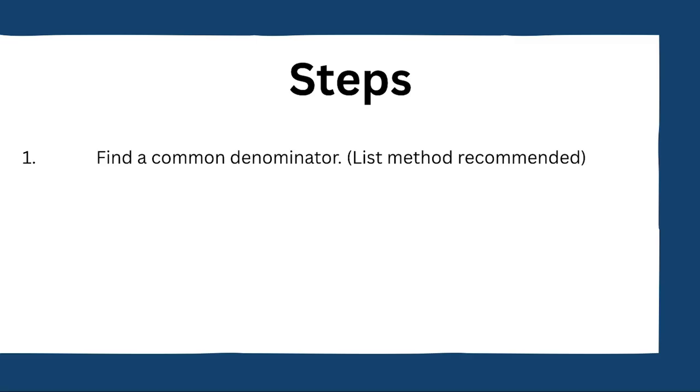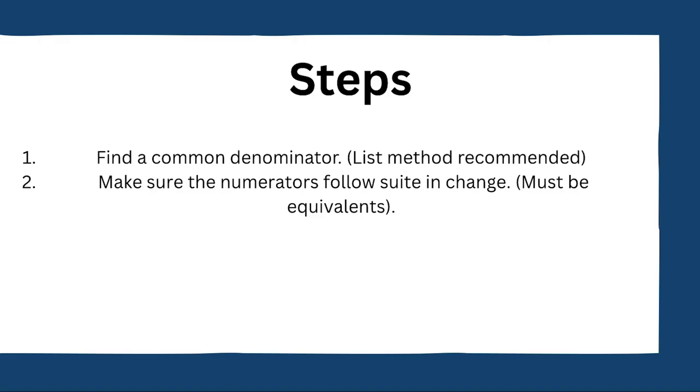Now, there are some steps you can follow to solve for fractions that have unlike denominators. How would you add those together? So the first step would be to find a common denominator. And to do this, I like to use the list method. The second step is to make sure the numerators follow suit and change. They must be equivalent. And I'll show this more as we do a few examples.